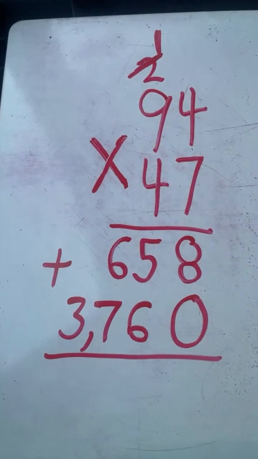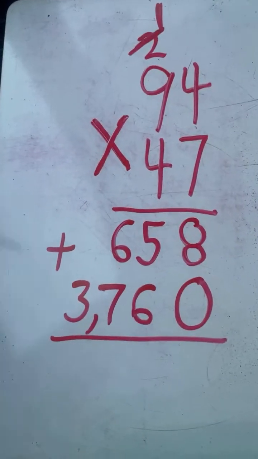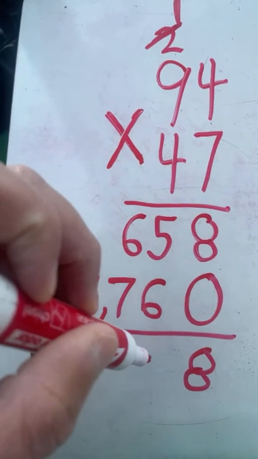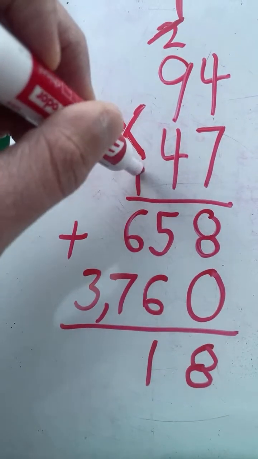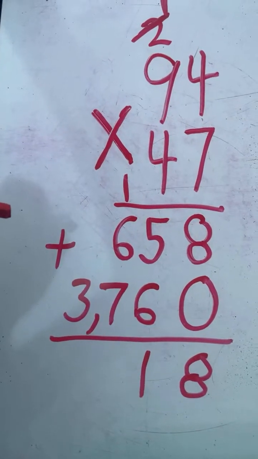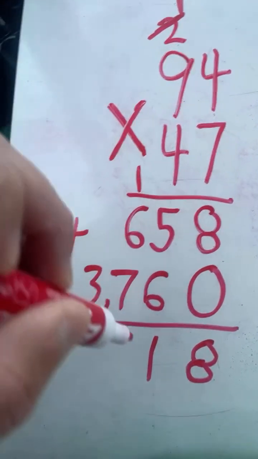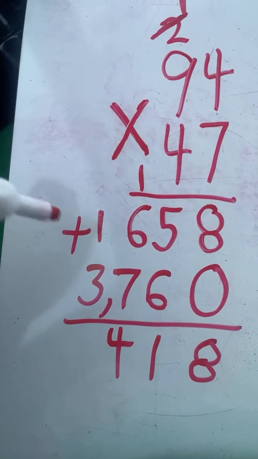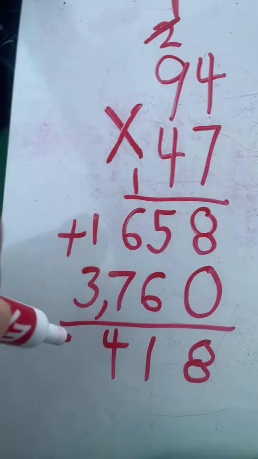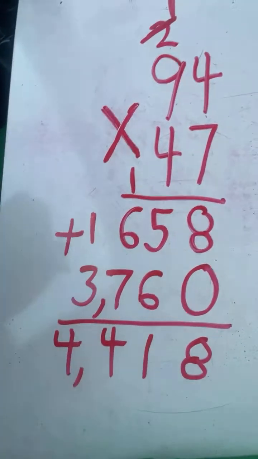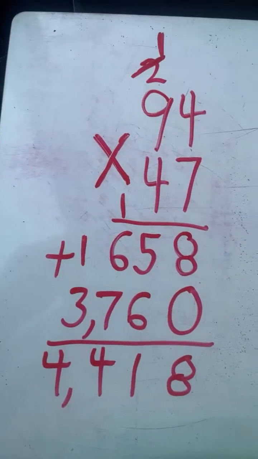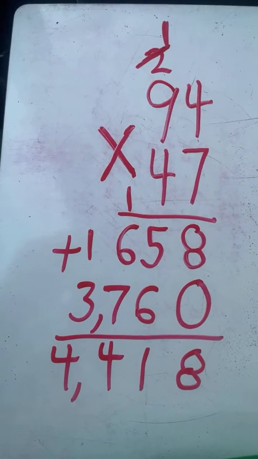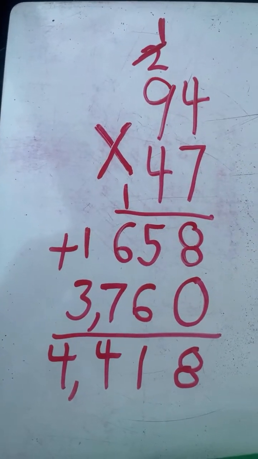Now we have to add these two numbers up to get our final answer. 8 plus 0 equals 8. 5 plus 6 equals 11. 1, carry the 1. 7 plus 6 equals 13. Plus 1 equals 14. 4, carry the 1. 1 plus 3 equals 4. And we have our final answer. 94 times 47 equals 4,418.